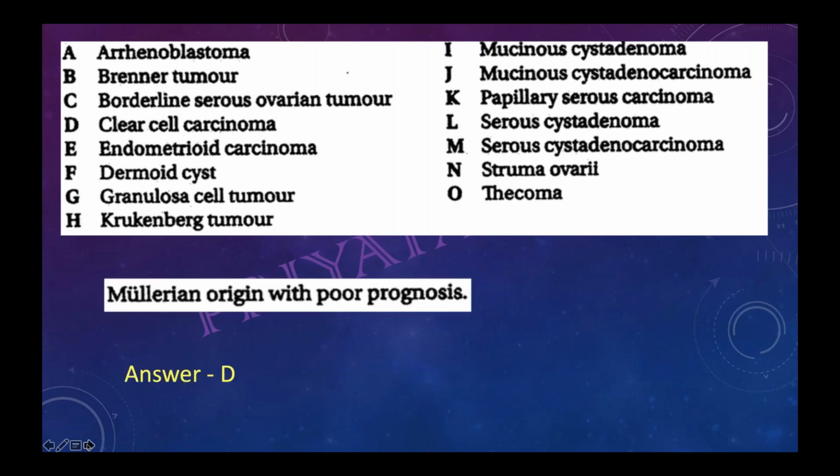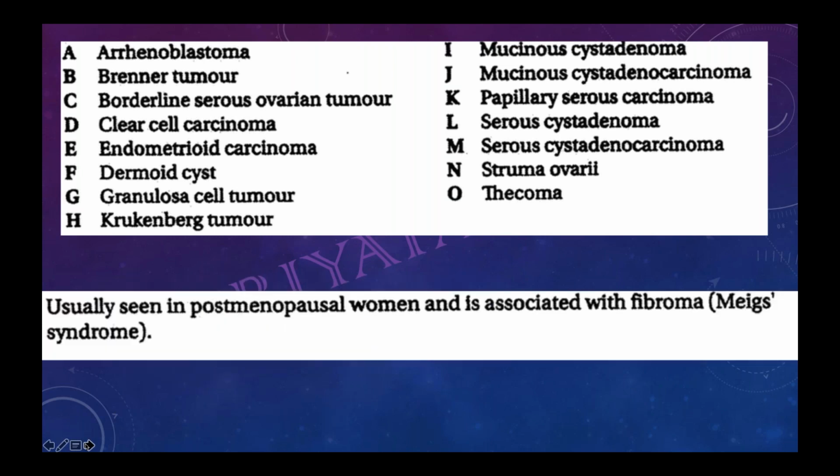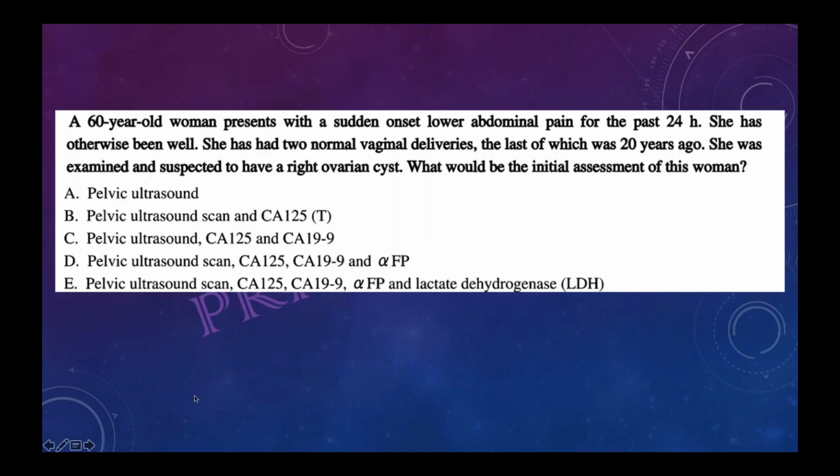Clear cell. Clear cell has poor prognosis. Usually seen in postmenopausal women with fibroma thecoma. Okay, mixed syndrome. So it is thecoma. I just spoke. It is fibroma thecoma syndrome. Okay.